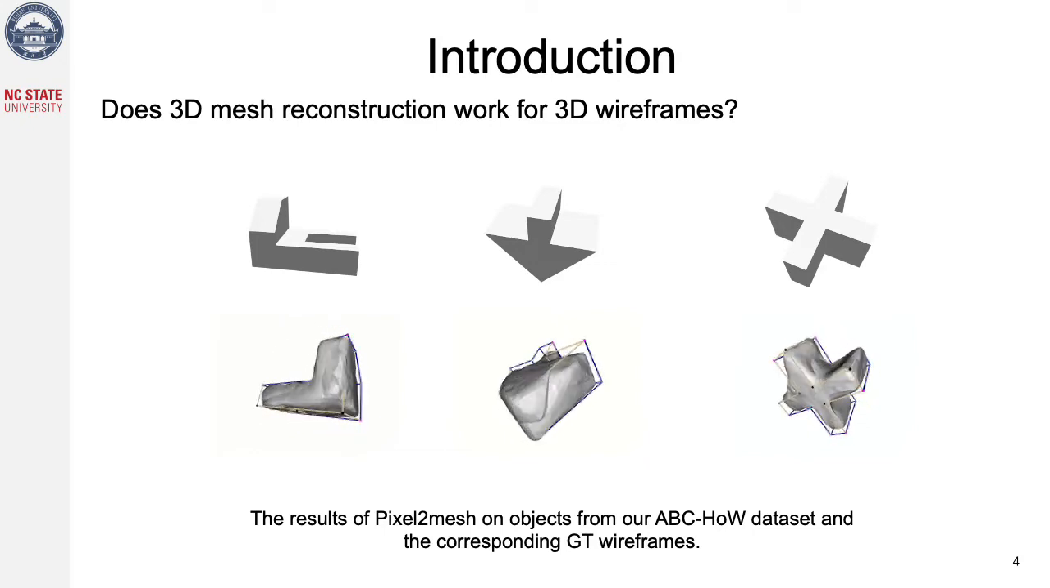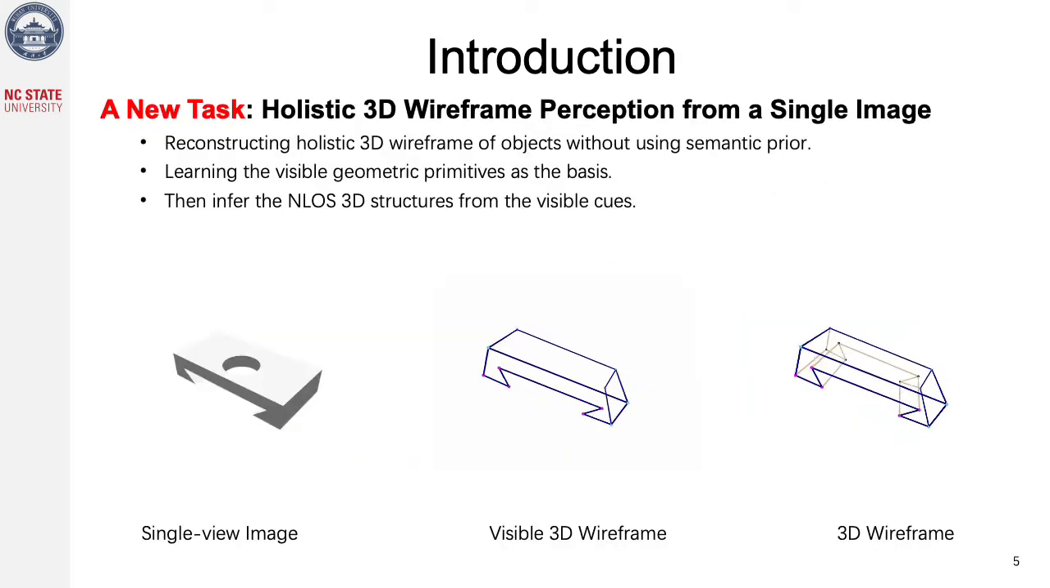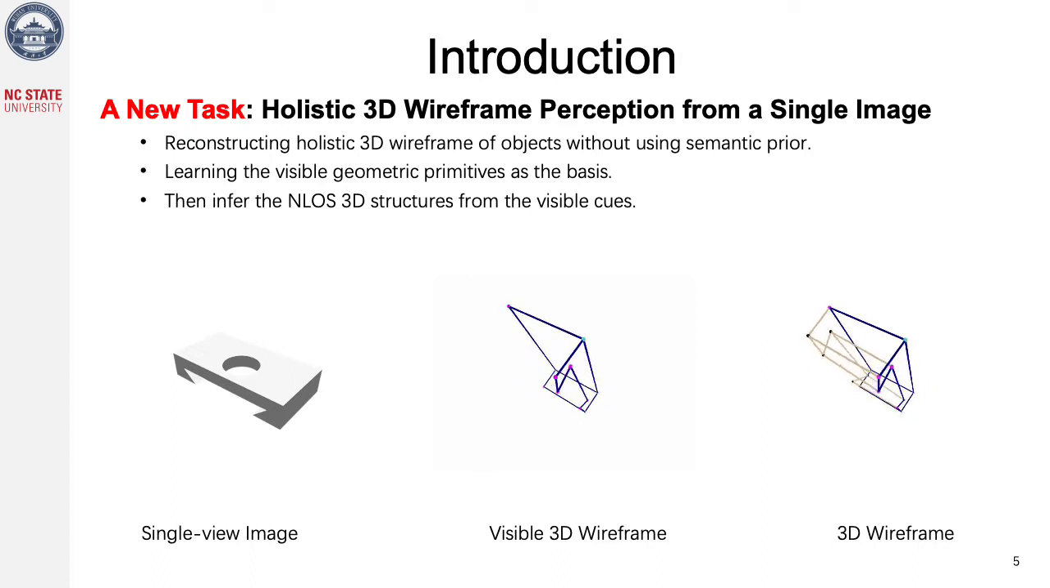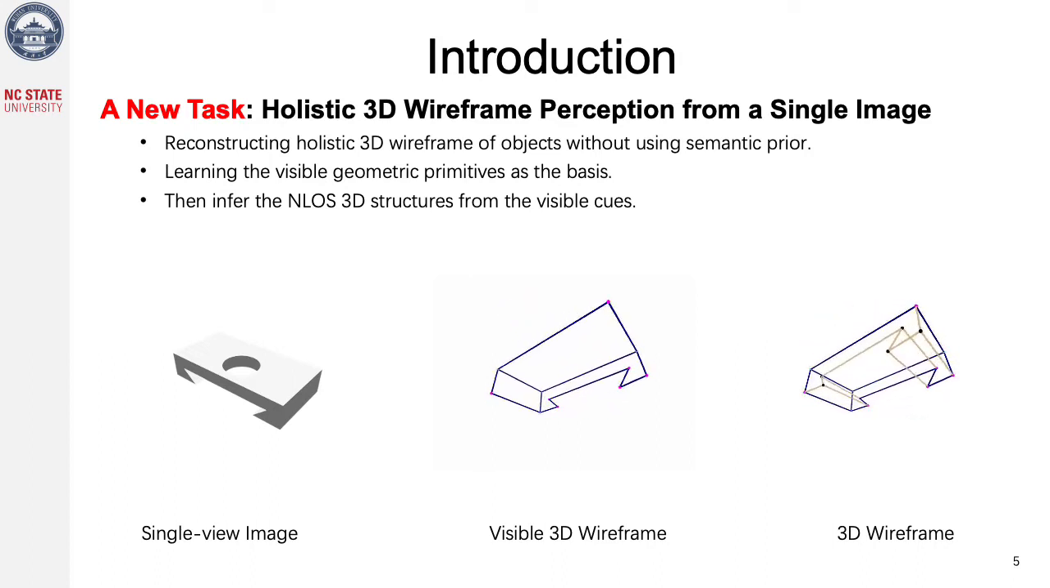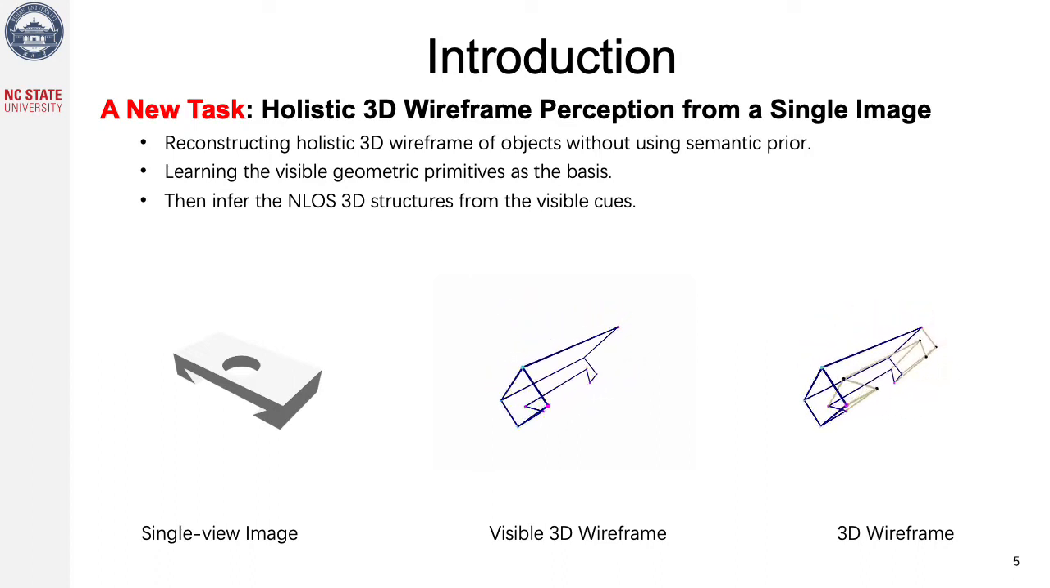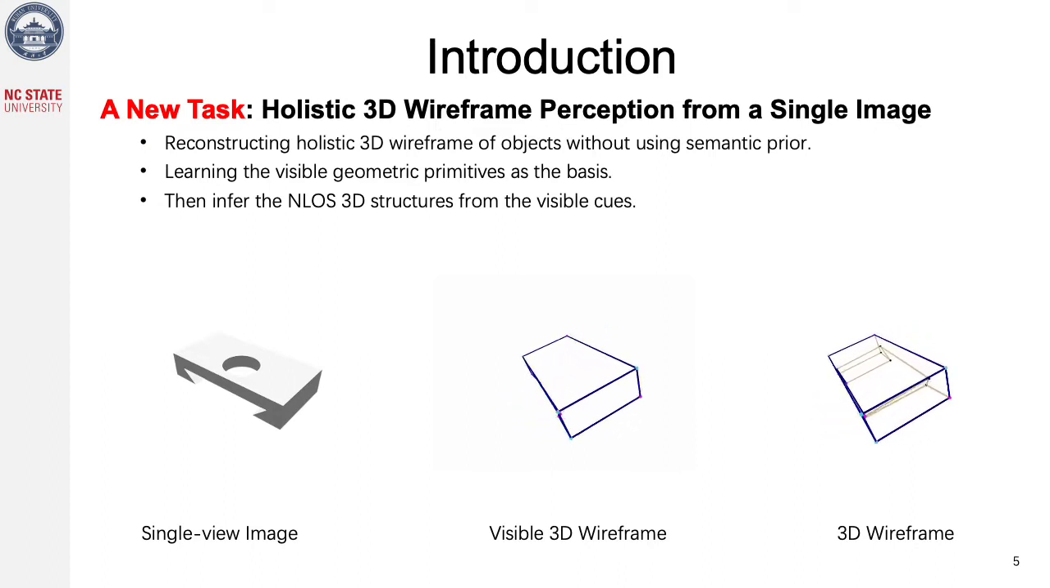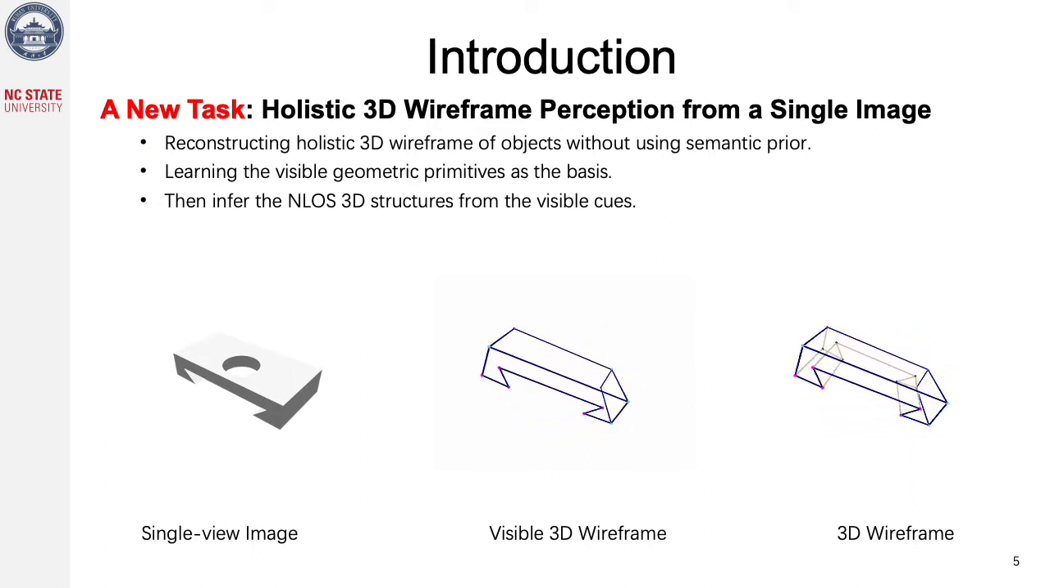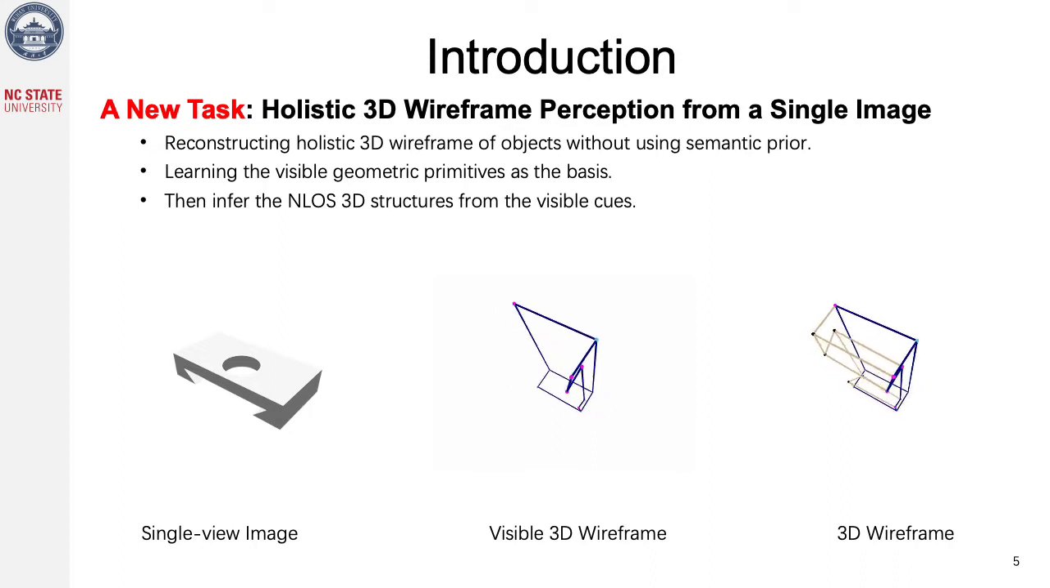Thus we propose a new task in this paper: estimating the holistic 3D wireframe directly from a single-view 2D image without resorting to the intermediate point cloud representation and semantic prior. We call it HoW-3D for short.